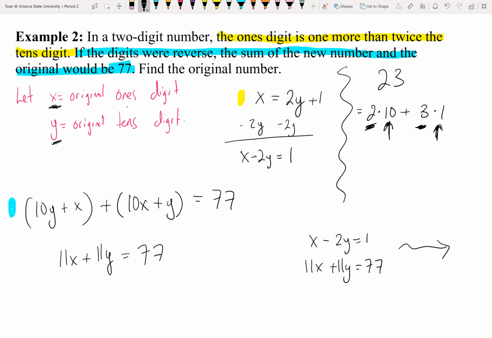Where'd you get 11? I just combined like terms. What's 10y plus 1y? 11y. What's 1x plus 10x's? 11x's. So that's where I got the 11.